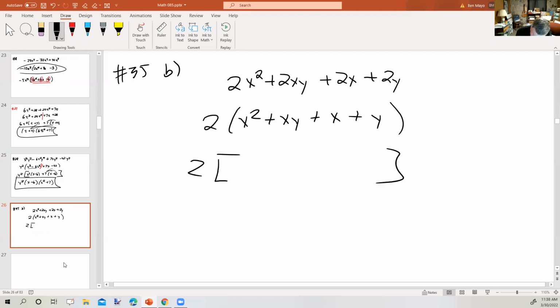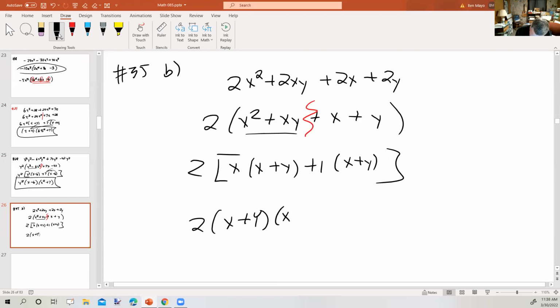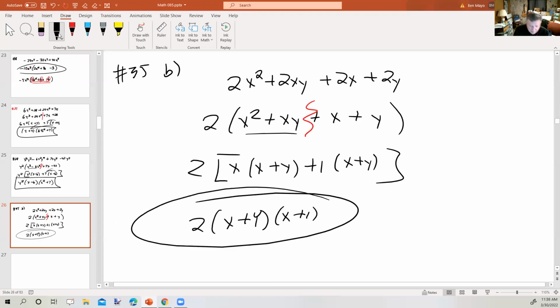Then we'll try to use grouping on what's inside the parentheses. The greatest common factor of the first 2 terms is x, with x plus y left over. So this has to have an x plus y left over and a plus 1 there. So I get 2 times x plus y times x plus 1. And there you have the request. Any other questions before we go on to section 6.2? If so, now is the time to speak.